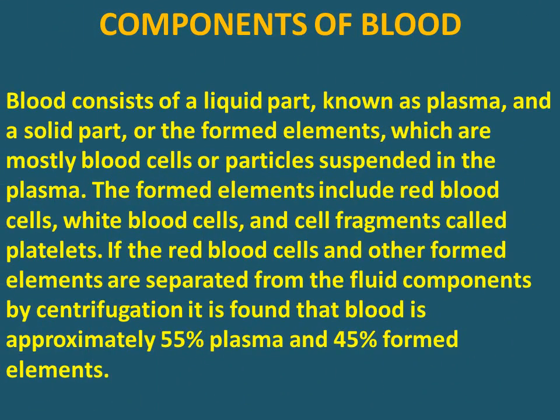Components of blood. Blood consists of a liquid part known as plasma and a solid part or the formed elements, which are mostly blood cells or particles suspended in the plasma. The formed elements include red blood cells, white blood cells, and cell fragments called platelets. If the red blood cells and other formed elements are separated from the fluid components by centrifugation, it is found that blood is approximately 55% plasma and 45% formed elements.